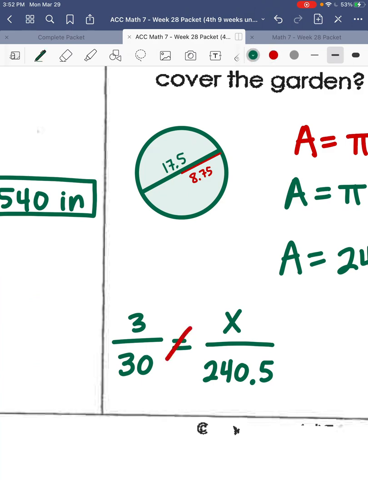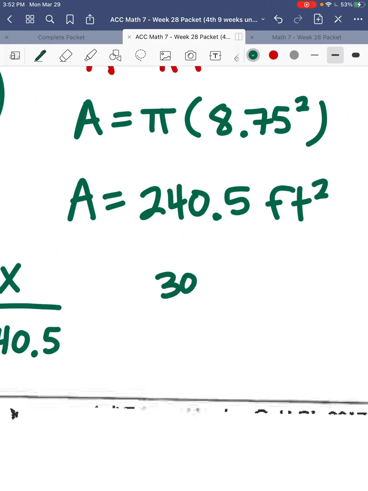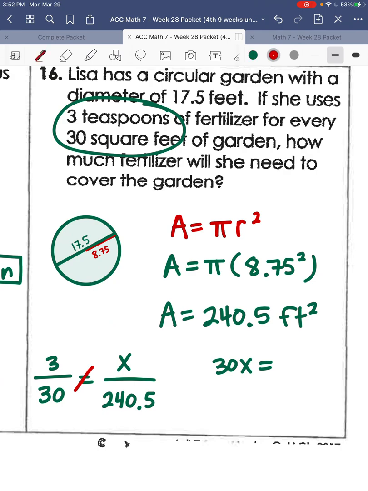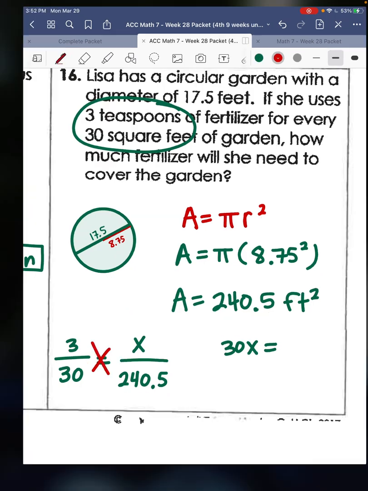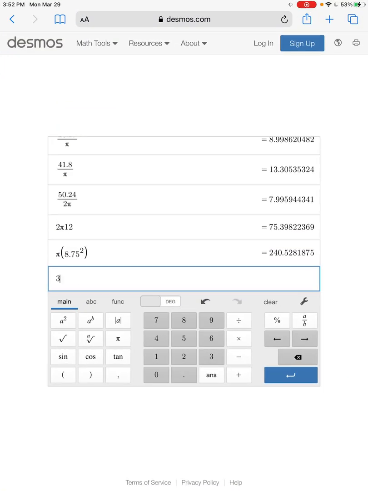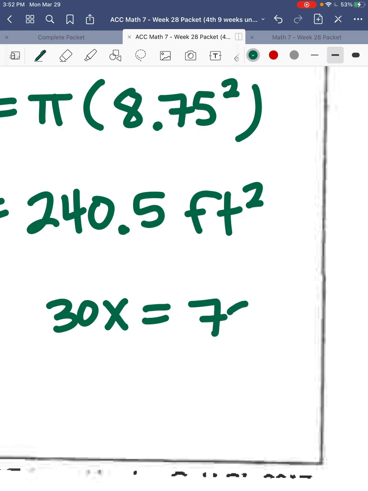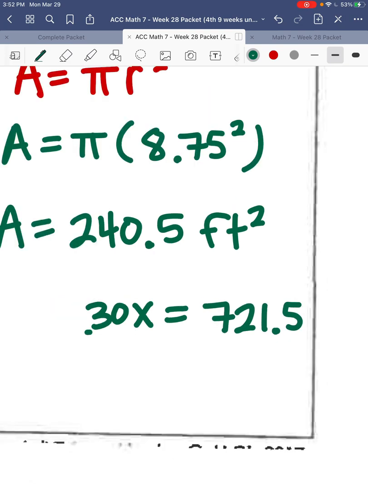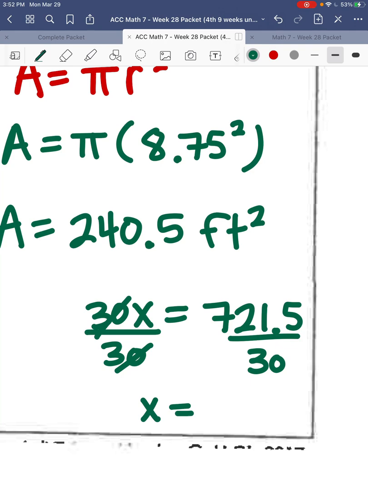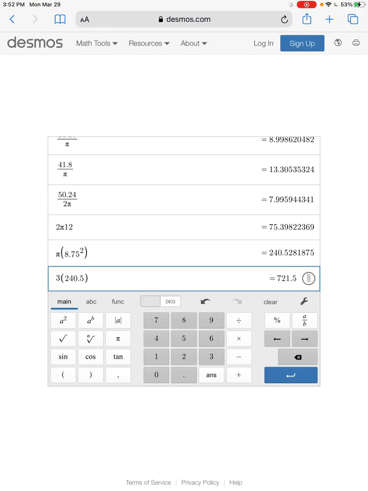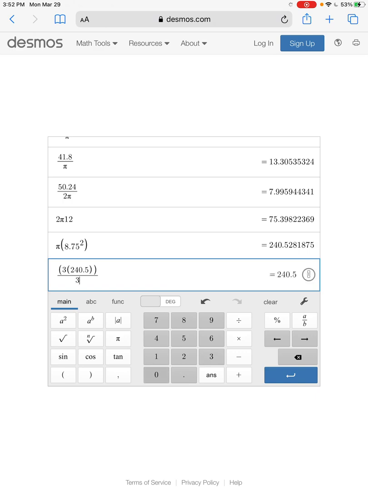And now I'm just going to cross multiply. So we know that 30 times x is 30x. And we're going to set that equal to 3 times 240.5. So we know that 3 times 240.5 is 721.5. Now I'm just going to divide that by 30 on both sides to get that x by itself. So let's just divide that by 30.